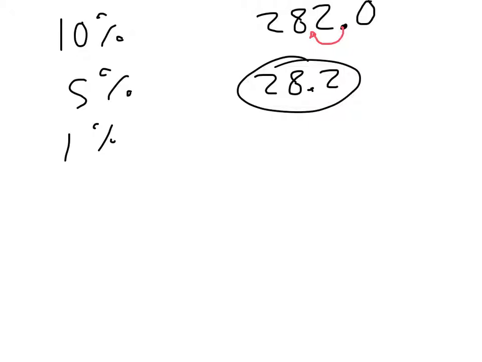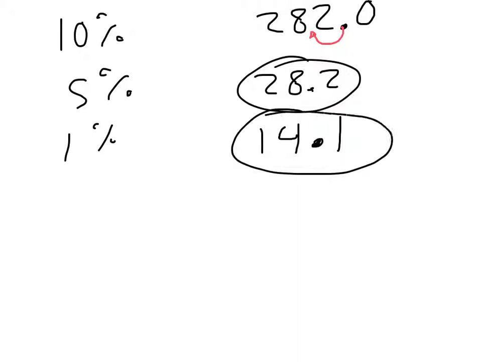5% is related to 10% because 5% is just half of 10%. So 5% would be half of this amount, which you may have to divide to calculate, or you may be able to just figure out. Half of 28.2 is 14.1. So if I needed to give away 5% of my lobsters in this example, I would give away 14.1 lobsters.